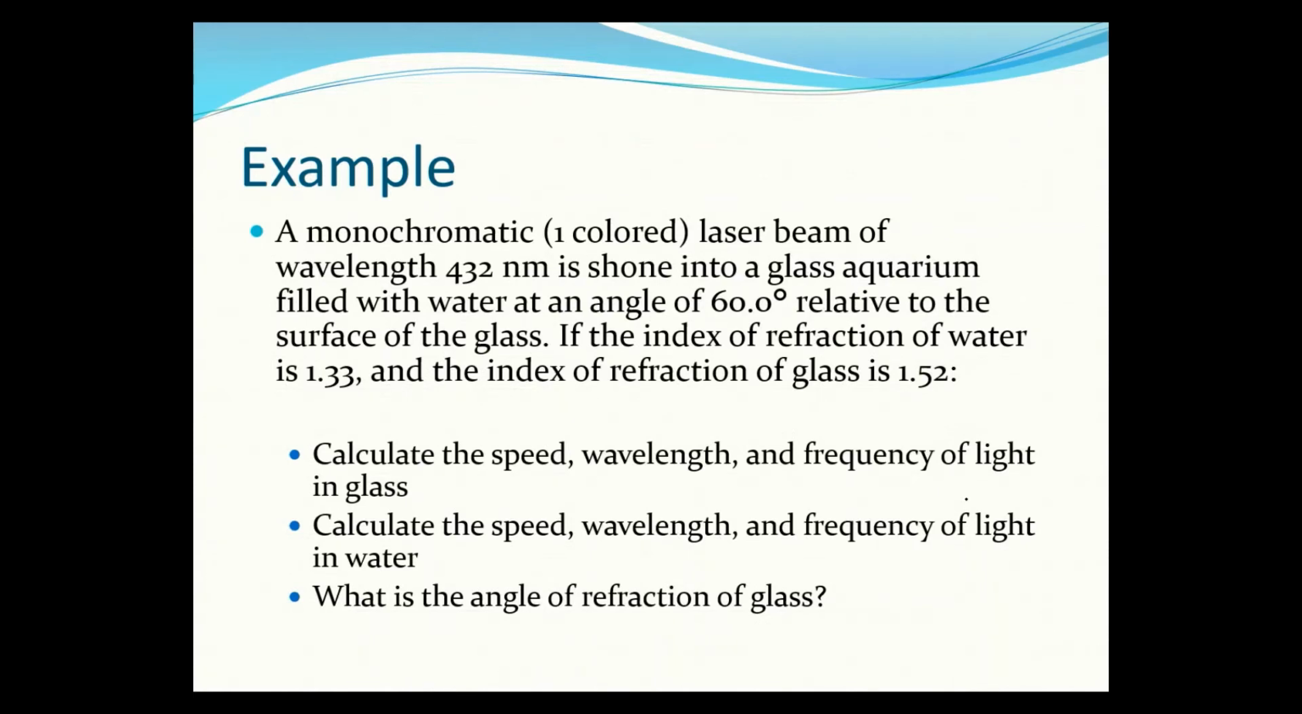So a monochromatic laser, so monochromatic is one colored laser because we don't want different colors all bending at different rates. So a monochromatic laser beam of wavelength 432 nanometers is shone into a glass aquarium filled with water at an angle of 60 degrees relative to the surface of the glass. Ooh, that's not good. We always want to be to the normal, so we'll have to change that.